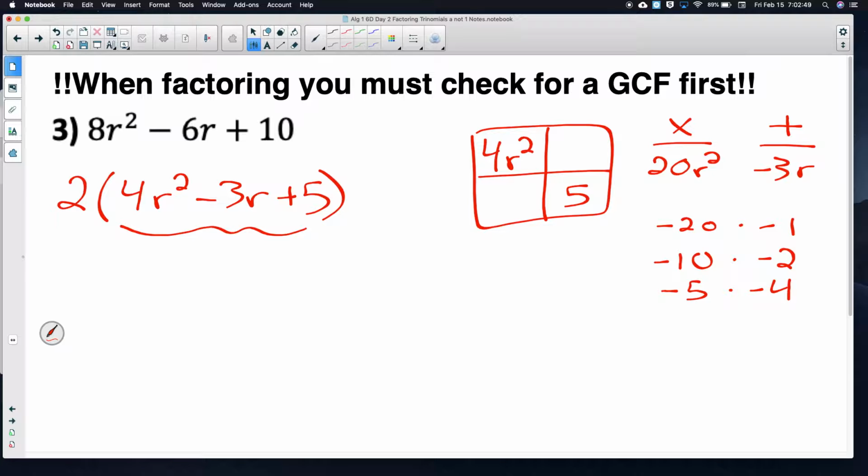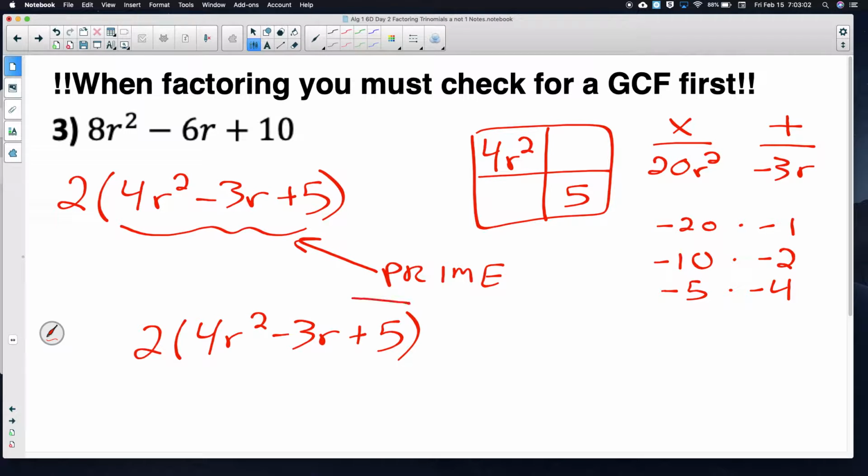So, if this remaining factor is prime, then the only thing that I could pull out was that 2. So my whole answer is not prime, but the remaining factor is prime, so the only thing that I can do is pull out that greatest common factor. Okay?